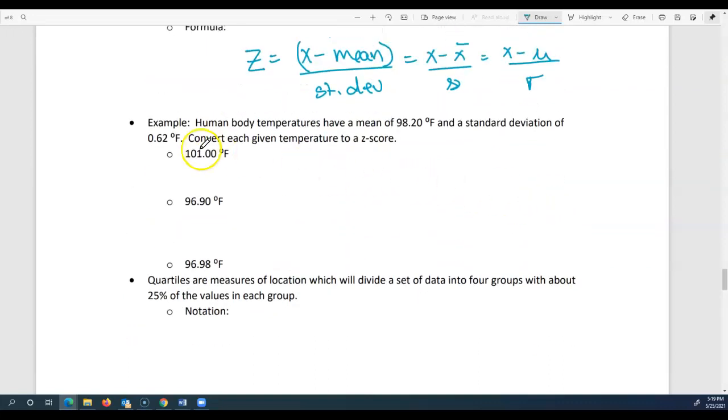So let's look at an example. The human body temperatures have a mean of 98.2 degrees Fahrenheit and a standard deviation of 0.62. We want to convert each one of these to a z-score. So it's always the x value, that's what they're giving us, minus the mean divided by the standard deviation.